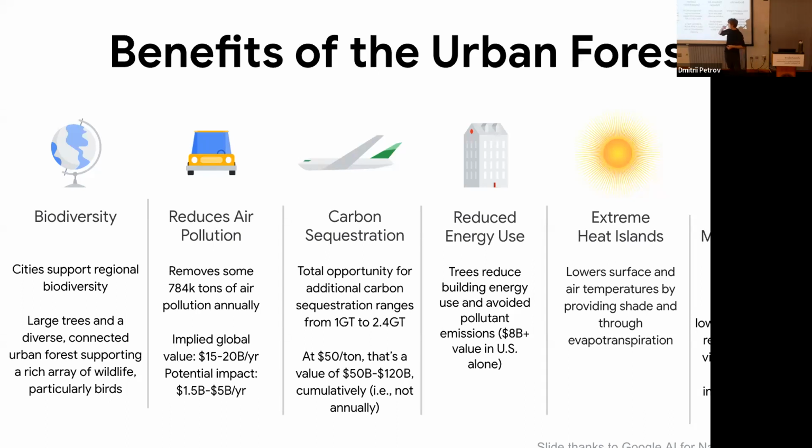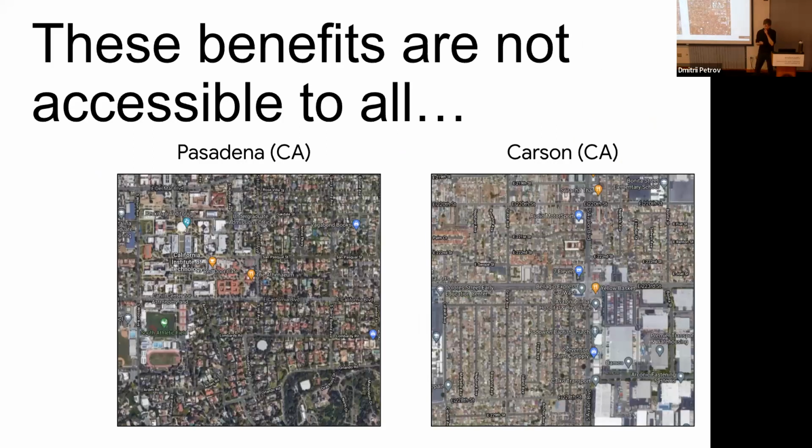Beyond that, it turns out that people who live in areas that have a thriving urban forest have increased physical and mental health. For example, there have been shown to be reduced hospital visits and much lower asthma rates, because of things like improved air quality for people who live in these areas. But it turns out that these benefits are really unequally distributed.